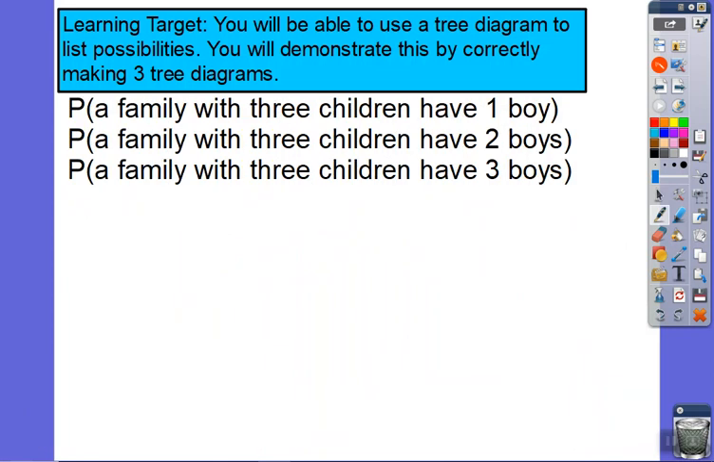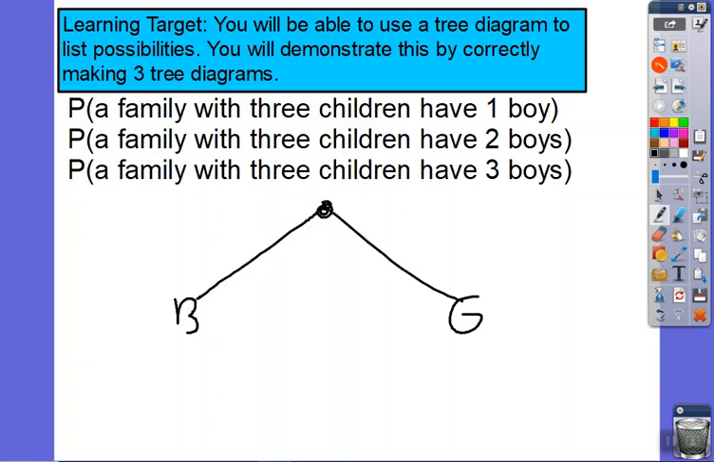If you remember that P in front of the parentheses means what is the probability of, in this case, a family with 3 children having 1 boy. So what are our branches going to be? They're going to be the children. So I'm going to start with the dot at the top. And what's the chance if you have a child? 2 chances. It's going to be a boy or a girl.